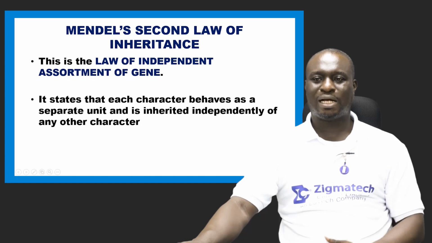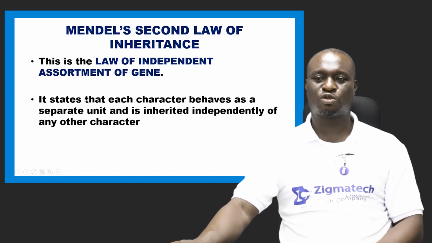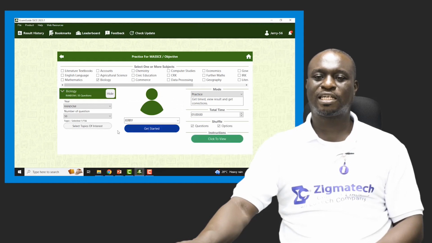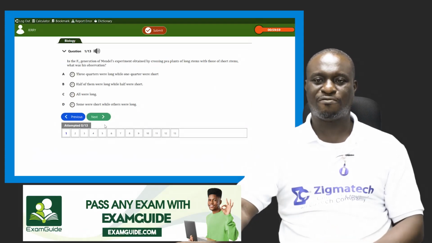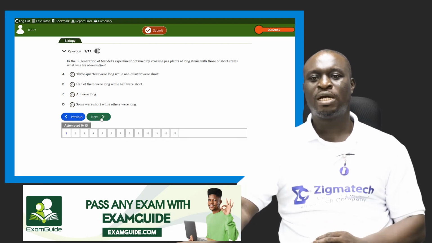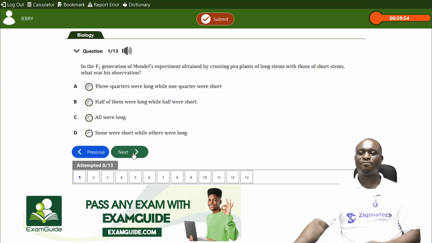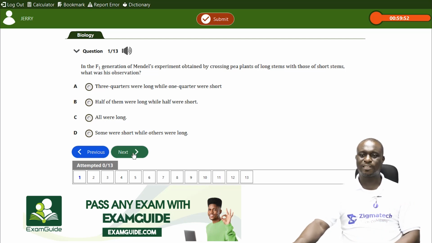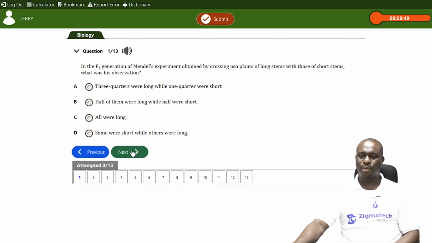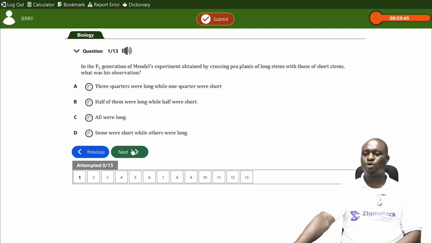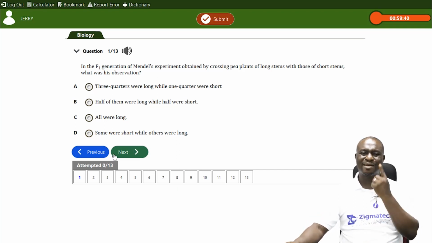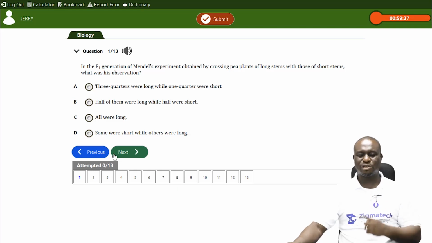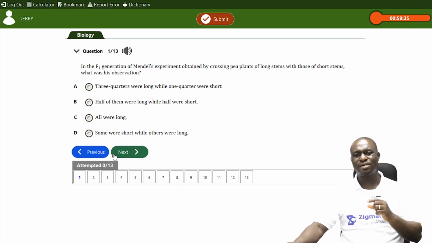Now, we've come to the concluding part of this particular topic, but before we go, please let's take a look at some few questions using the ExamGuide app. Very briefly, we won't take much time for this. Number 1 says, in the F1 generation of Mendel's experiment obtained by crossing pea plants of long stems with those of short stems, what was his observation from the F1 generation? That was under monohybrid inheritance.